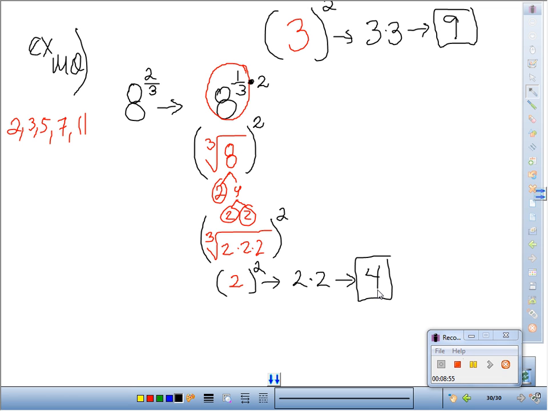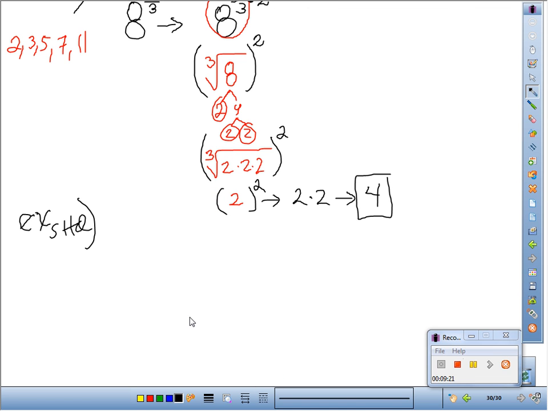How are we doing with this? Yes? Okay. Try another one. Here we go. Example. I'm sorry? Oh. Let's do example Shazam cube. Here we go. Let's do 16 to the 3/4. See if you can do that by yourself.